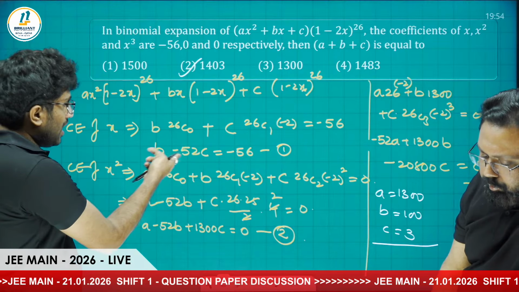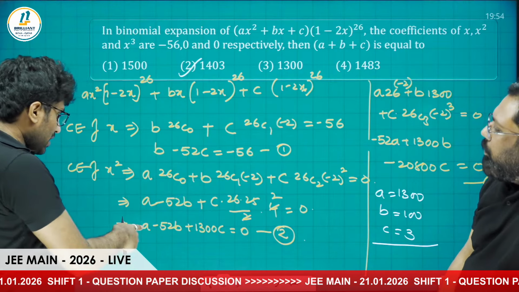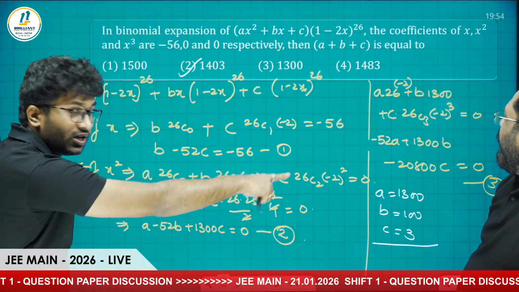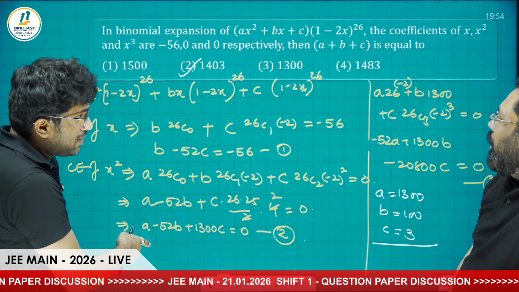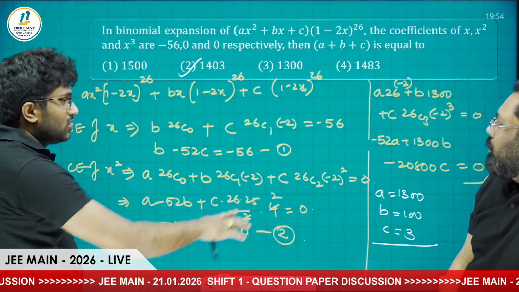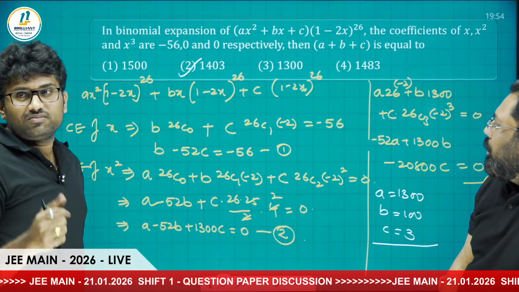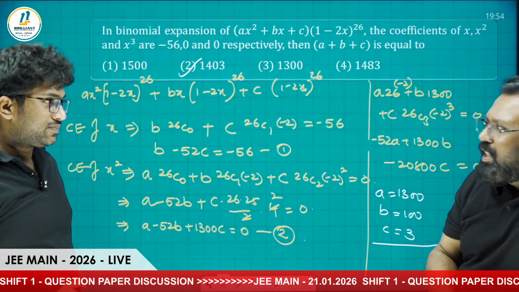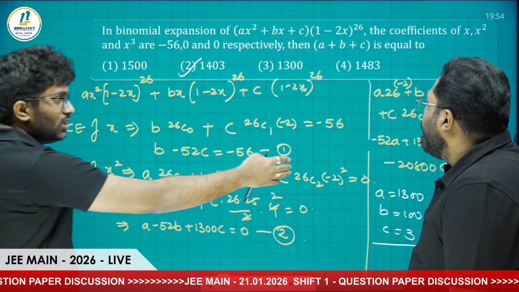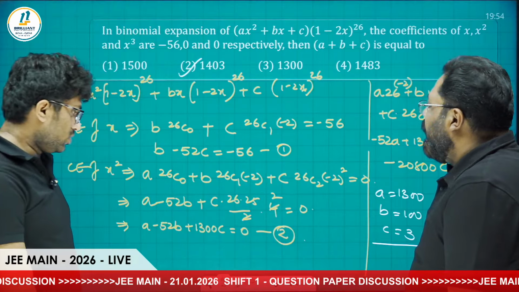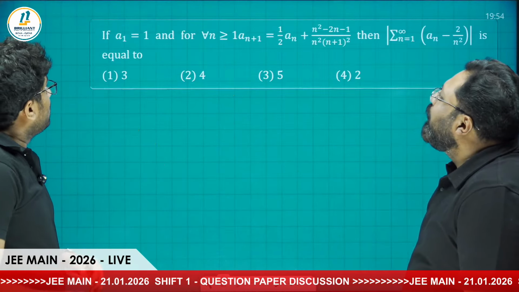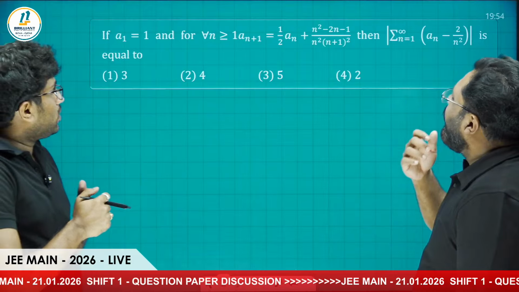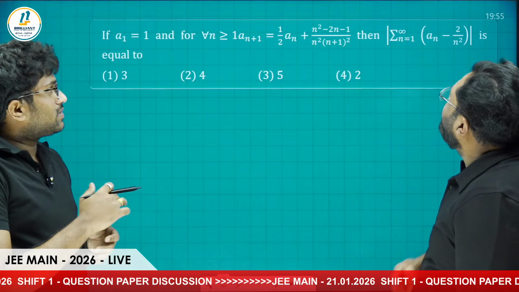Actually, you can eliminate a from equation 2 and equation 3, multiplying this with 52. So quite challenging, but it's okay. It is doable. It's not that hard, a little bit time taking. Numbers are big, that's all. Yeah, numbers are big. See, here itself 2800. Oh God. Next question.